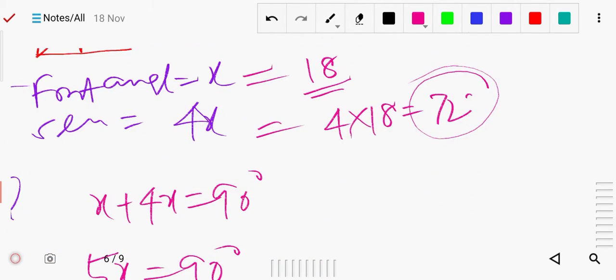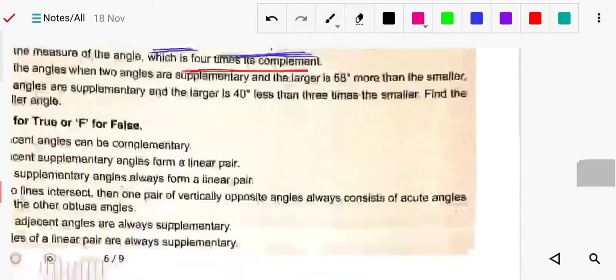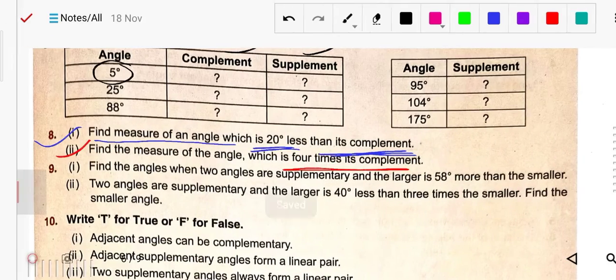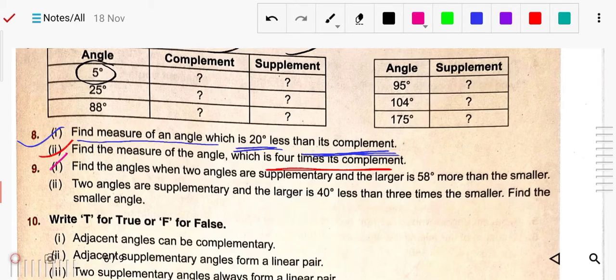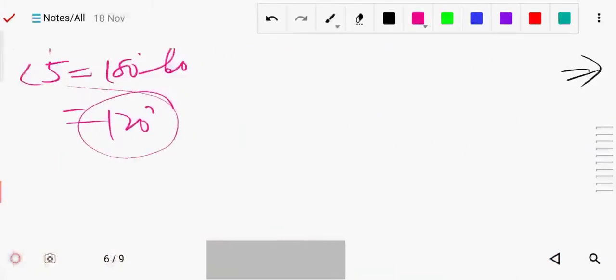Okay, now we move to the next question, number 9. The first question is: find the angles when two angles are supplementary and the larger is 58 more than the smaller. Same as question number 1, I will just dictate to you and you can solve. It is exactly the same as this 8 number 1. So how do you have to do it?